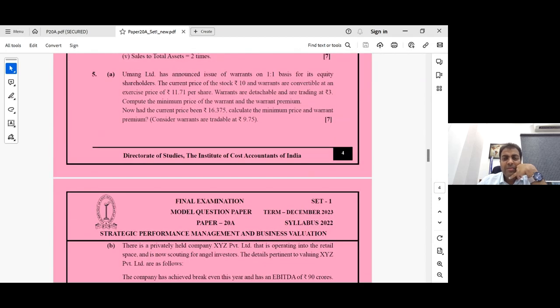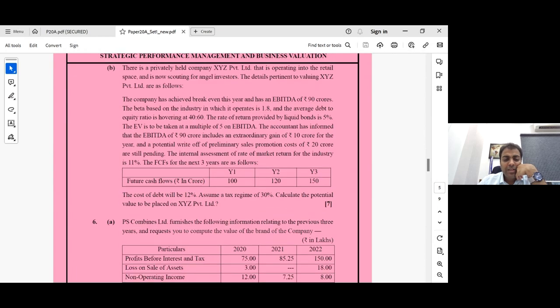So question number 5 is coming in from valuation. You have the valuation of warrants in this case. The second one is valuation of equity, the potential value to be placed on XYZ, coming in from mergers and acquisitions under valuation. Okay.